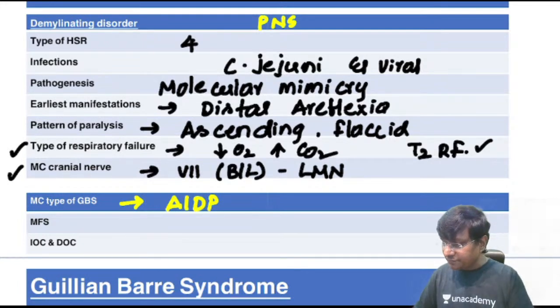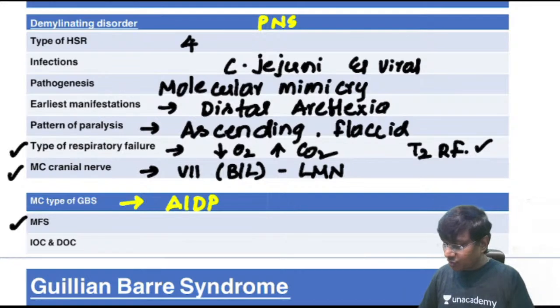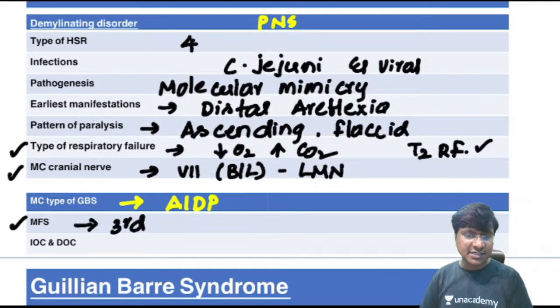Now, you should know one very important variant of Guillain-Barré syndrome, that is called Miller-Fisher syndrome. The important point in Miller-Fisher syndrome is that the cranial nerves are affected first. Now, what is the most common cranial nerve affected in Miller-Fisher syndrome? That is the third cranial nerve.